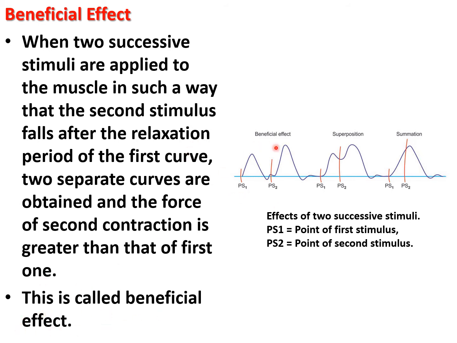In this figure you can see this is the point of first stimulus and this is the point of second stimulus. This stimulus we give after the relaxation period of the first curve. Then what is the result? Two separate curves are obtained and the force of the contraction of the second curve is greater than that of the first one, and that is known as beneficial effect.